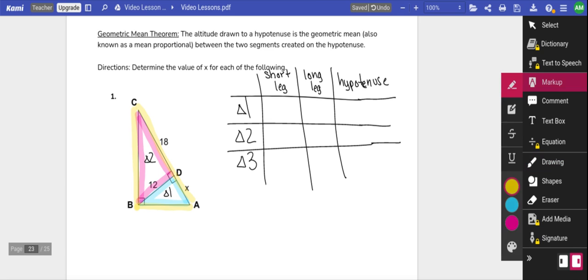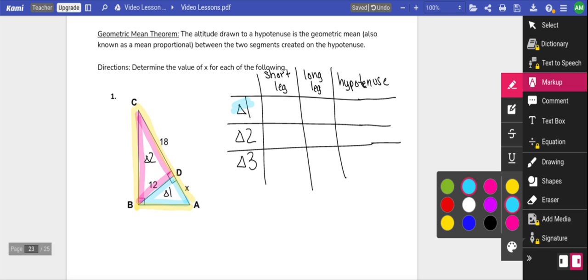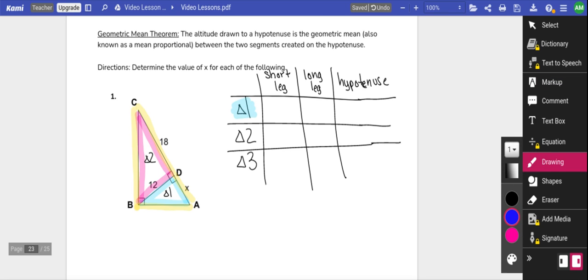Looking at triangle 1, which is in blue, do I know the shorter leg of the triangle? I do. It's labeled as x. This is the shorter side, and you can see that that side is shorter, right? The long leg of that blue triangle is labeled with a 12. But the hypotenuse is not labeled, so in my chart, I'm going to leave it blank.